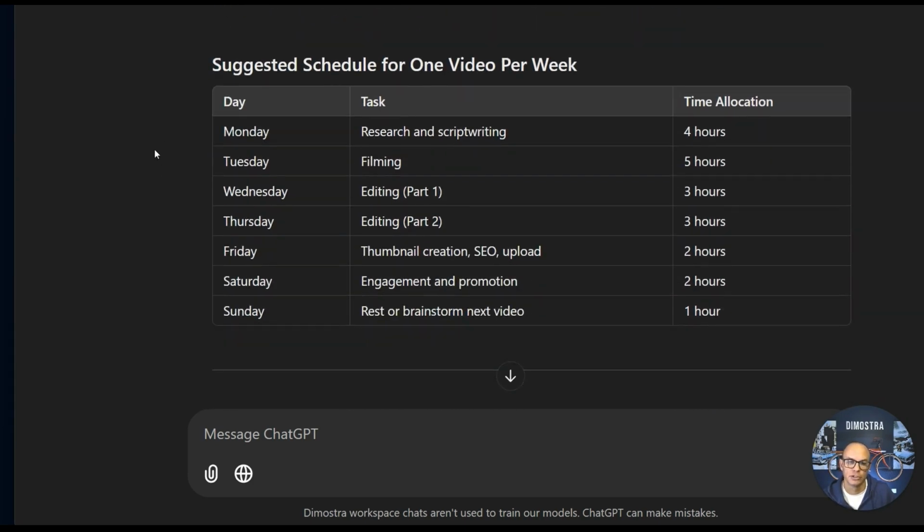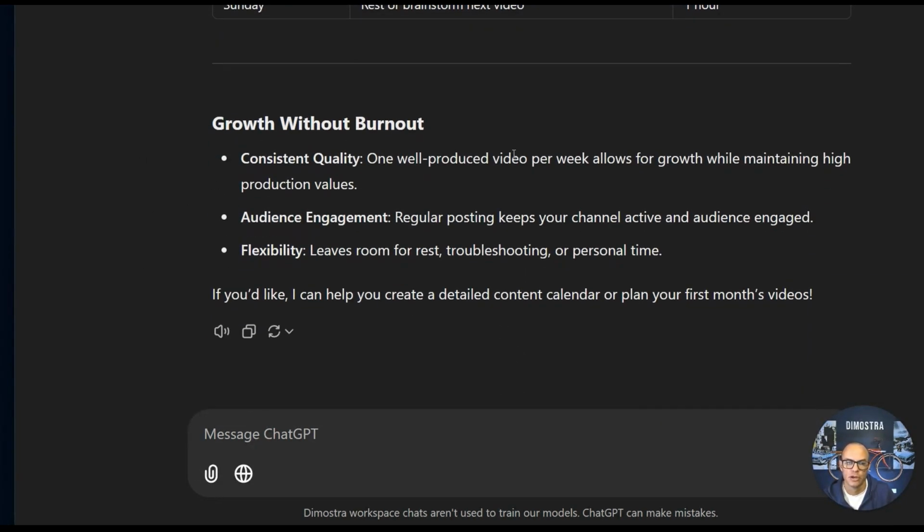And now it's actually given us a schedule broken down in a table, which you could actually download as an Excel sheet. Great stuff here. Growth without burnout. Consistent quality, audience engagement, and flexibility. These are all great tips, and keep in mind, you can ask ChatGPT to expand on these further.